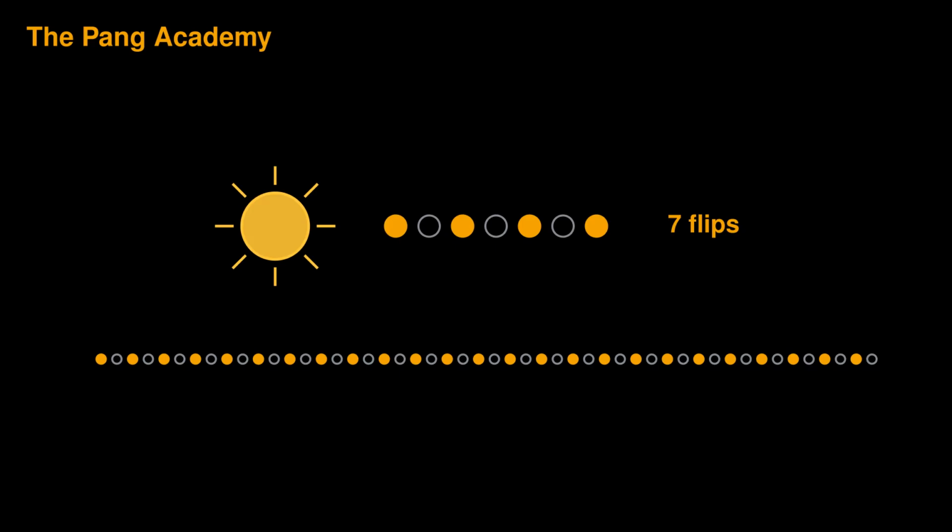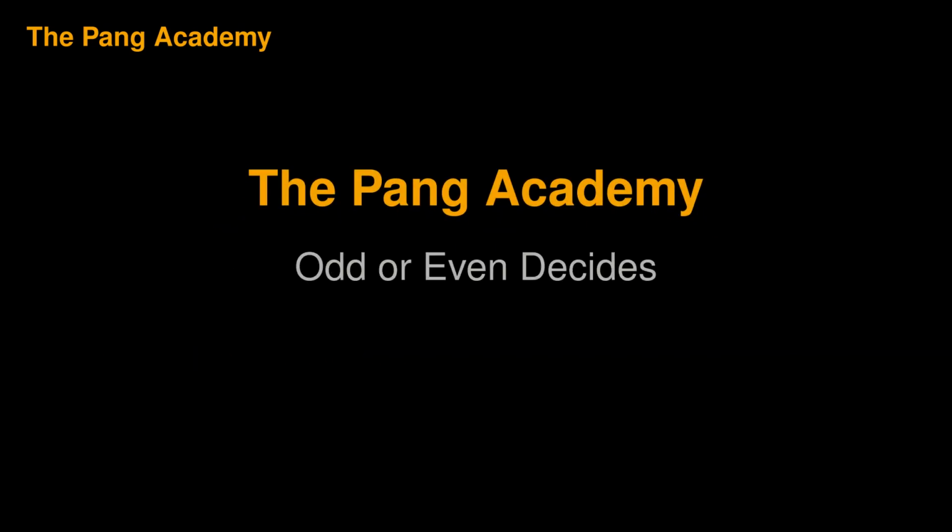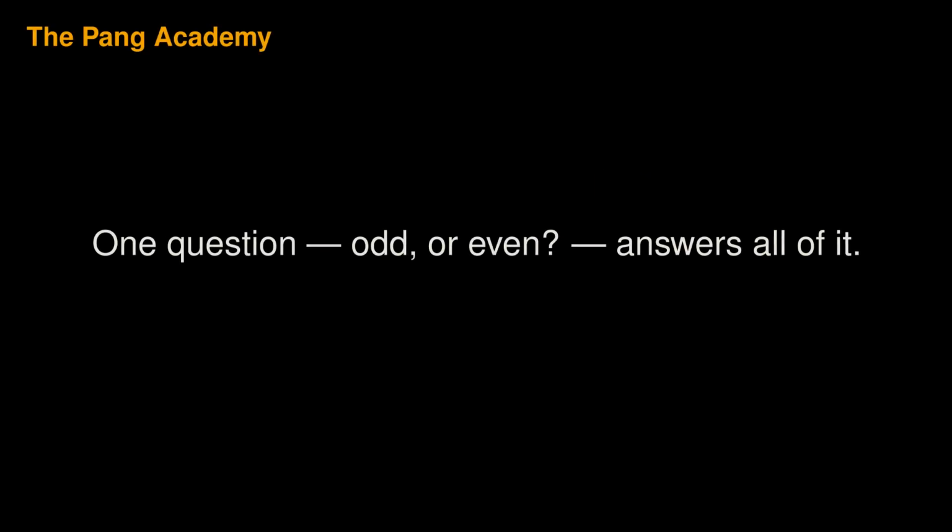Off, on, off, on. Fine, 7 is small, but what if you flick it 100 times? You're not going to trace 100 clicks. There should be a way to just know. There is, and it never touches the number itself.